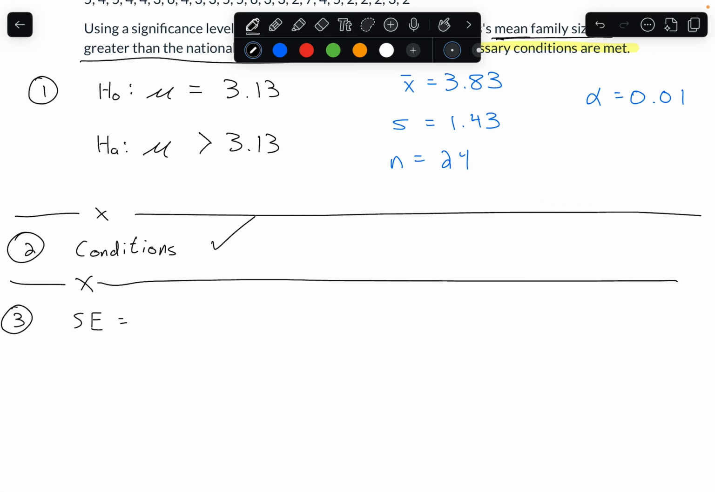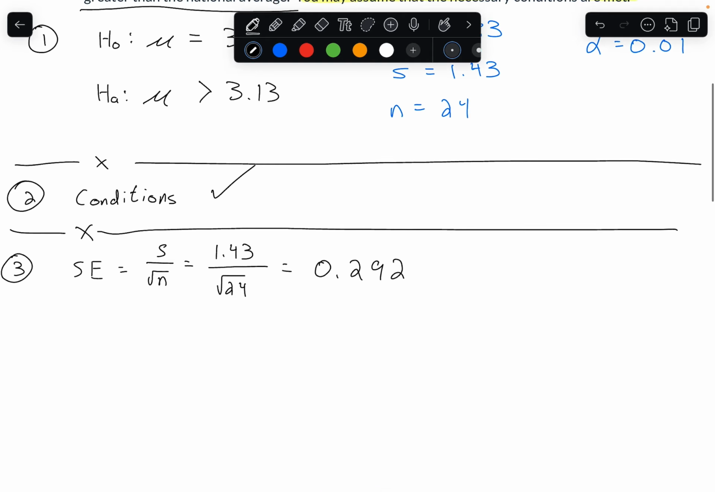But I'm going to go ahead and continue working, assuming that you've already paused it and tried these out. My standard error, remember that formula looks like S divided by square root of n. So S being my sample standard deviation, 1.43, divided by the square root of my sample size, 24. Grabbing my calculator, 1.43 divided by the square root of 24, I ended up with 0.292 if I round to 3 decimal places. So there's my standard error.